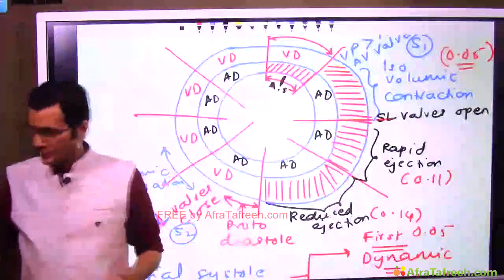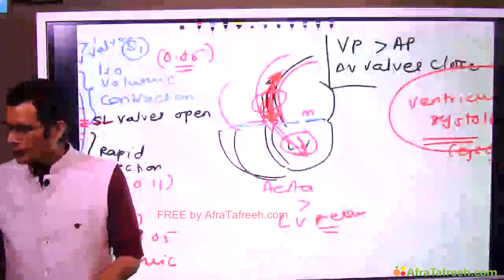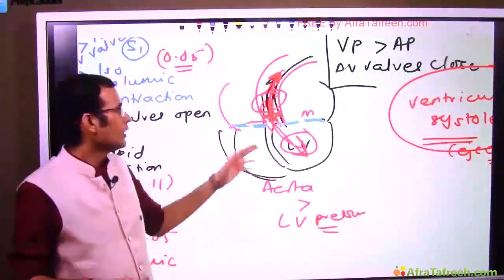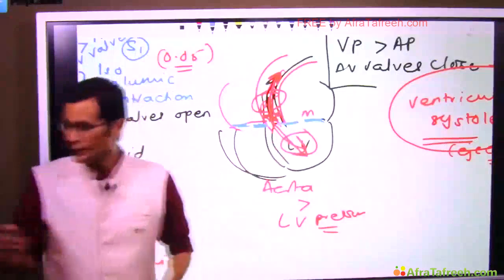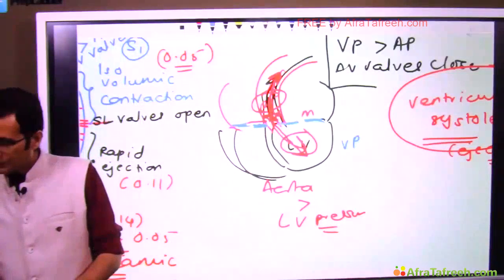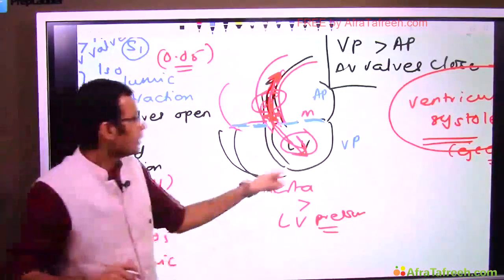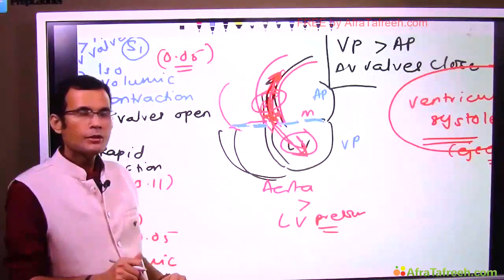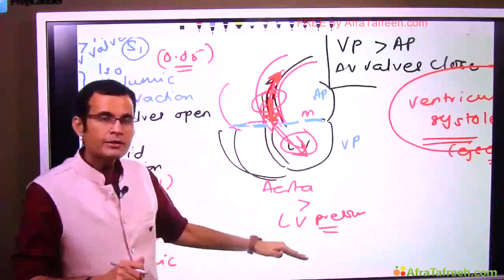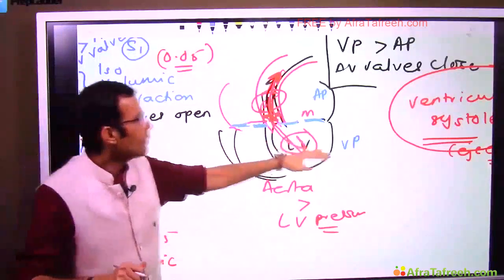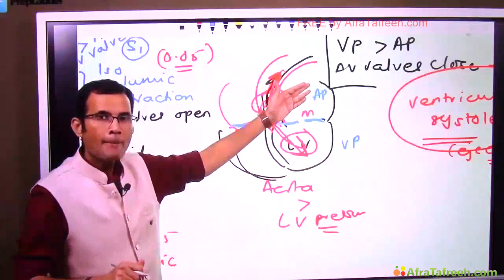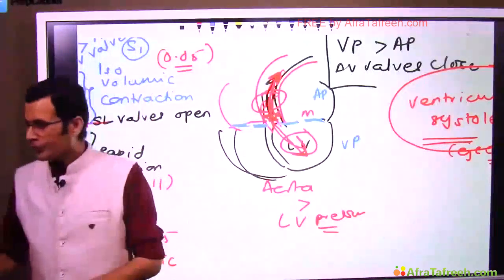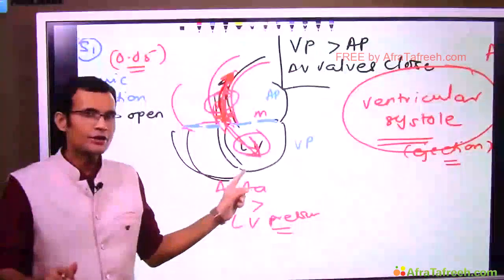Isovolumic relaxation. It means what? AV valves have not yet opened. Why have they not yet opened? Because ventricular pressure is still greater than the atrial pressure. That means, imagine atrial pressure is less and ventricular pressure is more. Isovolumic relaxation. Okay.